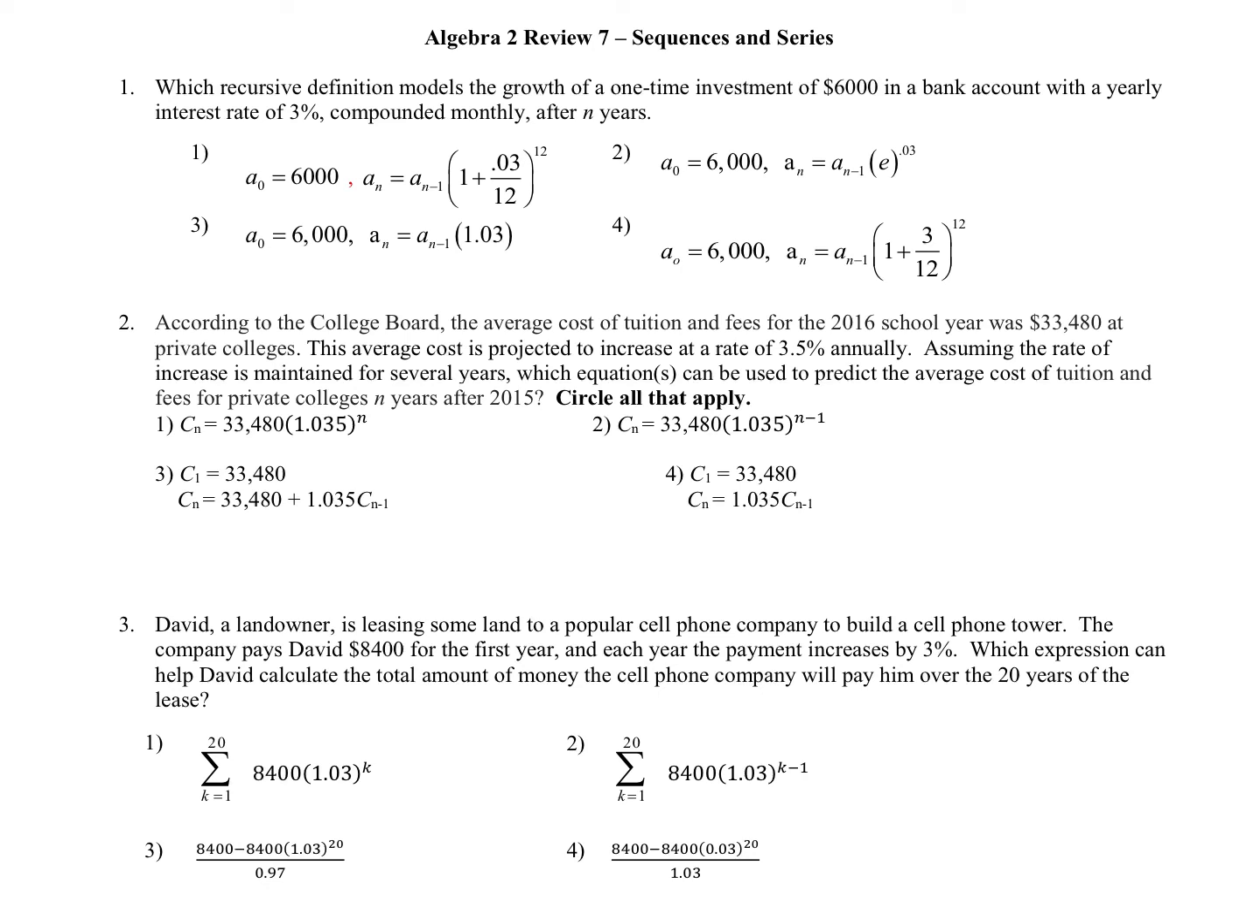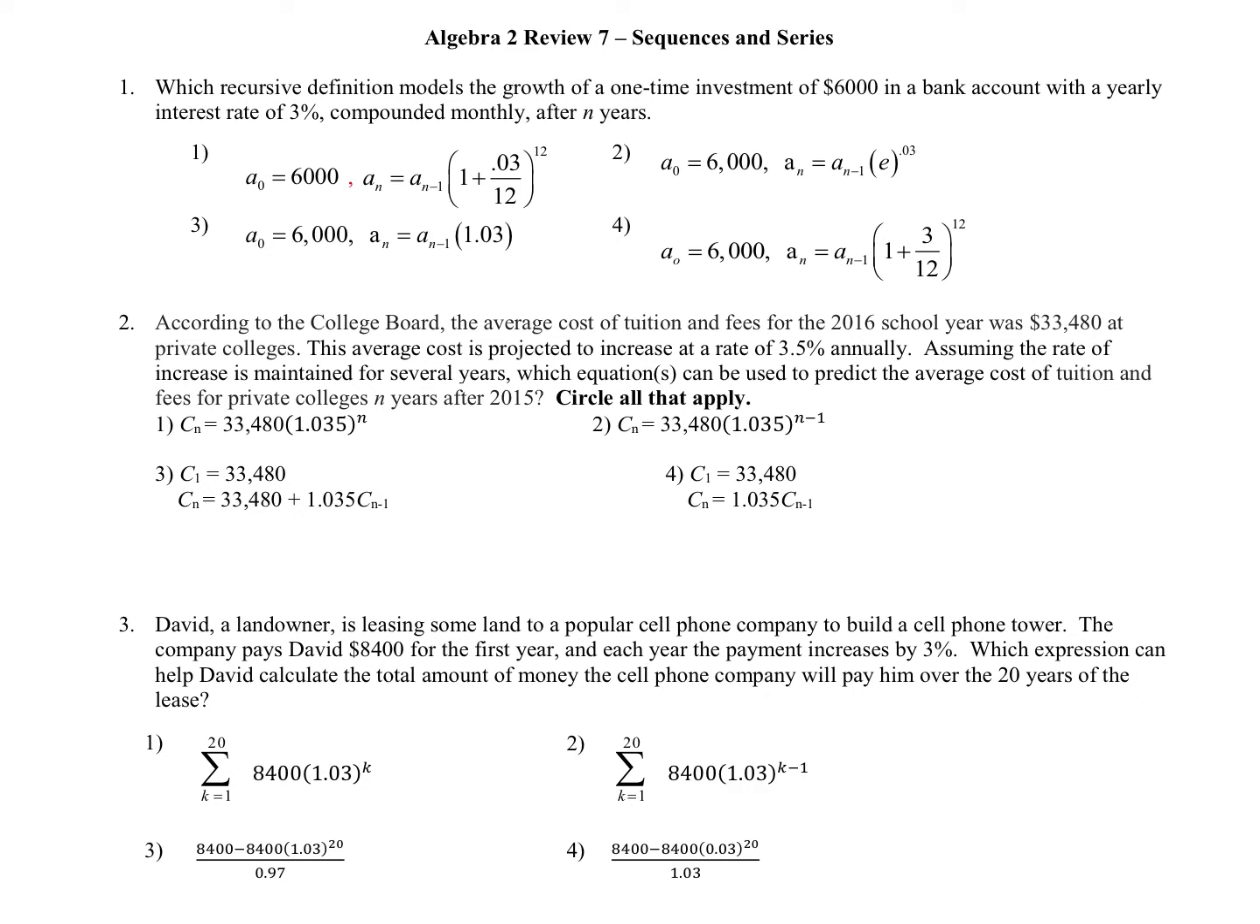So this one is on sequences and series. We're starting off with a hard question that actually combines the last lesson, or the last review on exponential formulas, and this review, which is on sequences and series. So the first thing we see is we want a recursive definition that models the growth of a one-time investment of $6,000 in a bank account with a yearly interest rate of 3% compounded monthly.